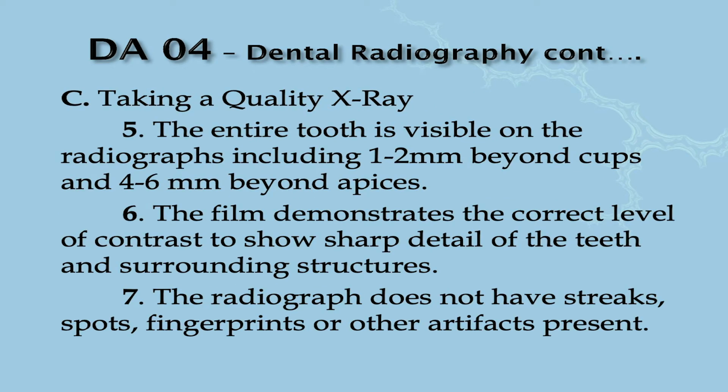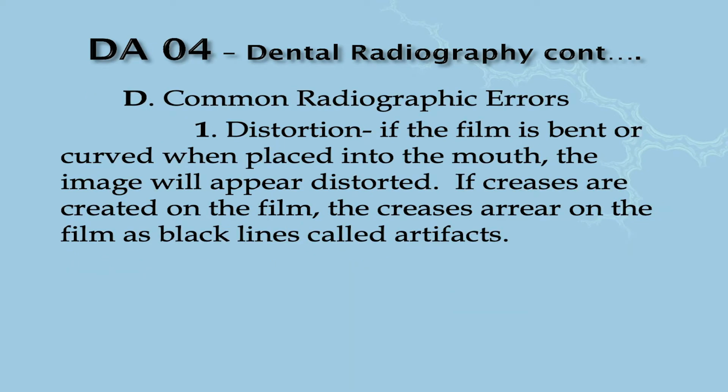When taking a periapical x-ray, the entire tooth is visible on the radiograph, including 1 to 2 millimeters beyond the cusps and 4 to 6 millimeters beyond the apices of a tooth. The film should demonstrate the correct level of contrast to show very sharp detail of the teeth. It should not have streaks, spots, fingerprints, or any artifacts present on it as well.